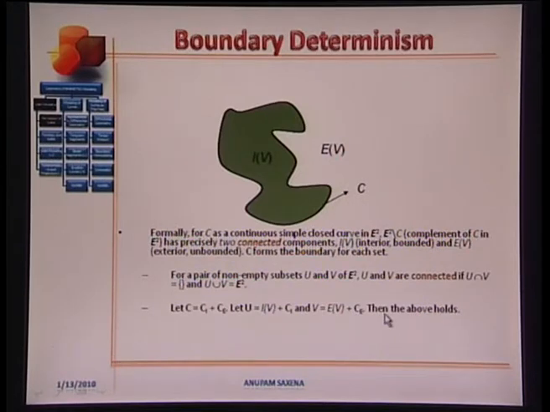Clearly then, we can see that the intersection between the two subsets is a null set because there is no common point between the two subsets IV and EV, and also no point is common between the two subsets Ci and Ce. On the other hand, if we consider the union between the two subsets, it is the entire plane itself, because what it is saying is we are taking the union of the set of all points in IV, the set of all points in EV, and also the set of all points on this curve.